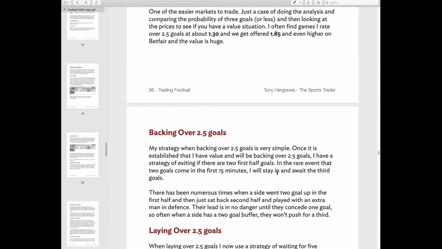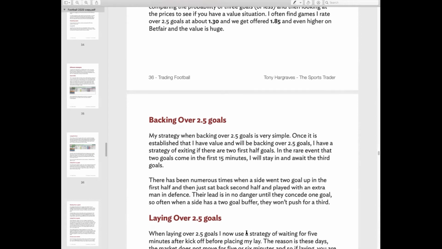It'll be sitting around 1.16, 1.17, and it'll only be 1.20, 1.21 at half time, and then you can just make the decision then. But there's been numerous times when the team went 2 goals up in the first half and then just sat back second half and played with an extra man in defence. Their lead's in no danger until they concede a goal. So often when they have a 2-goal buffer, they won't push for a third. So you're now back in a position where you've got only one team trying to score, and yet you're on an overs goal bet. It's not an ideal situation.